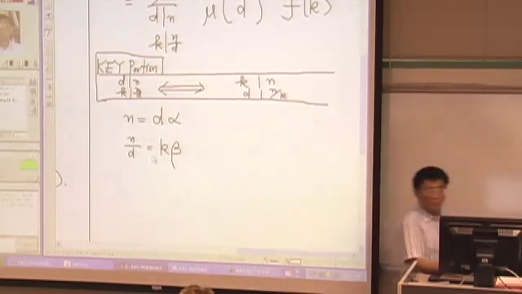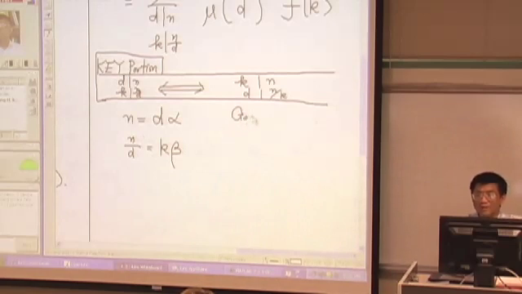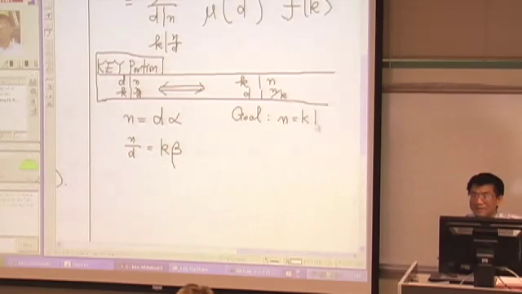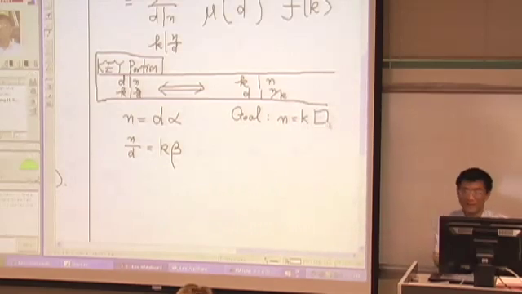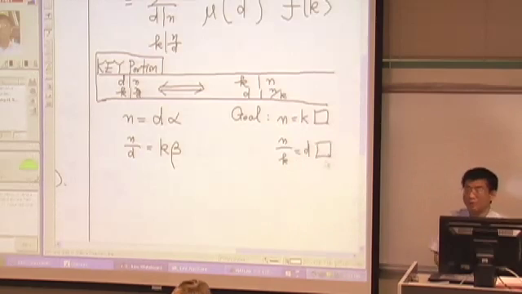What is the goal? The goal is this: N is equal to K multiplied by something, right? And then N over K is D times something. That is the goal, right?